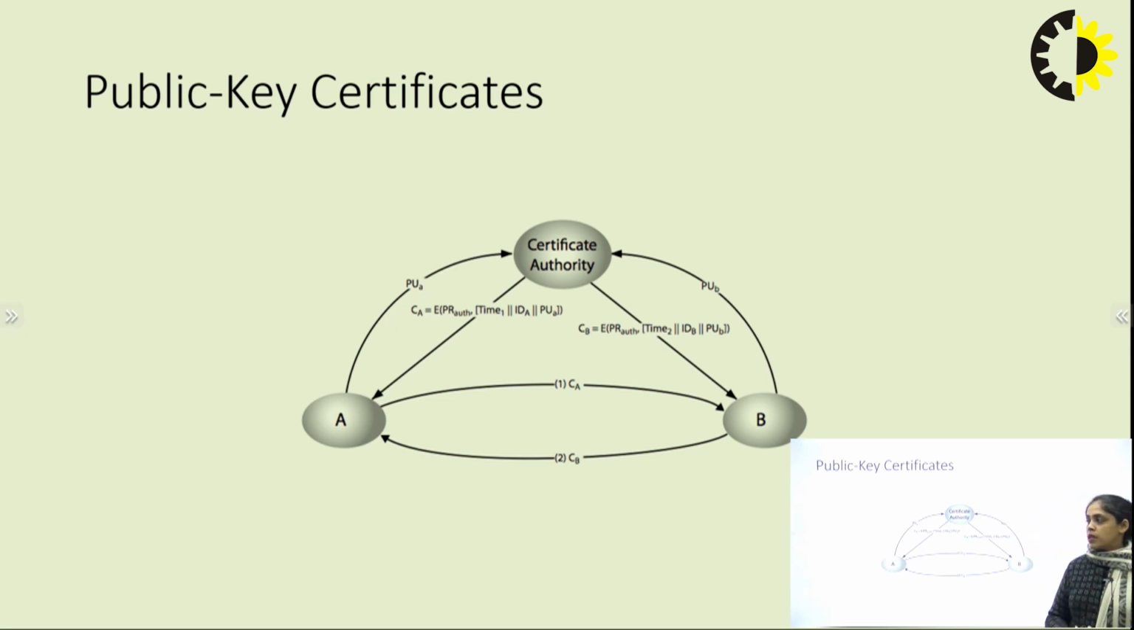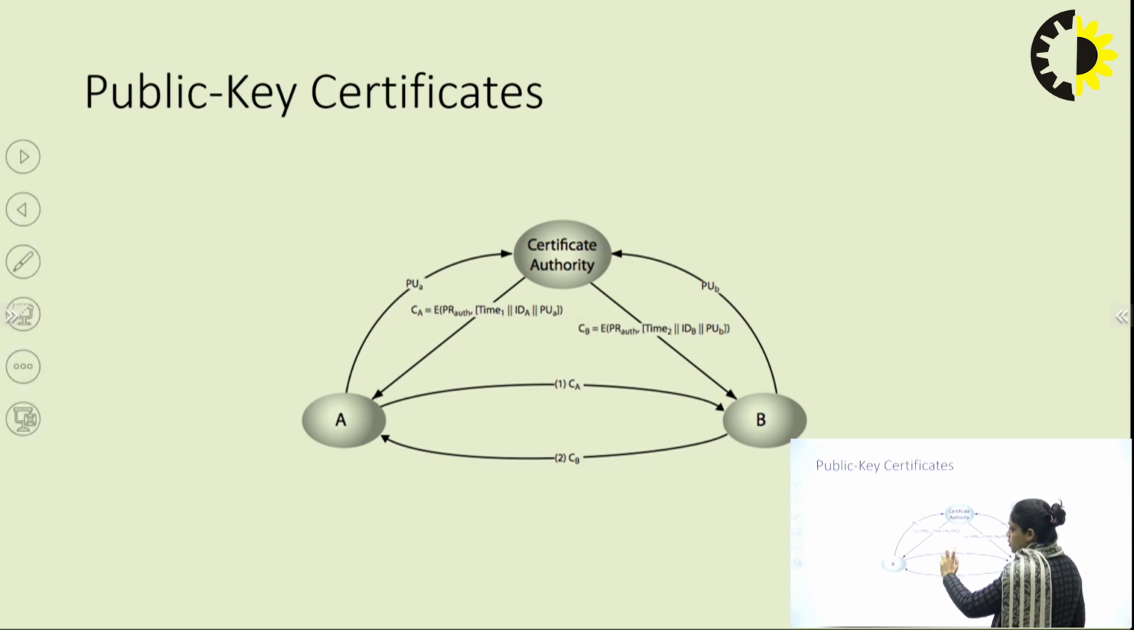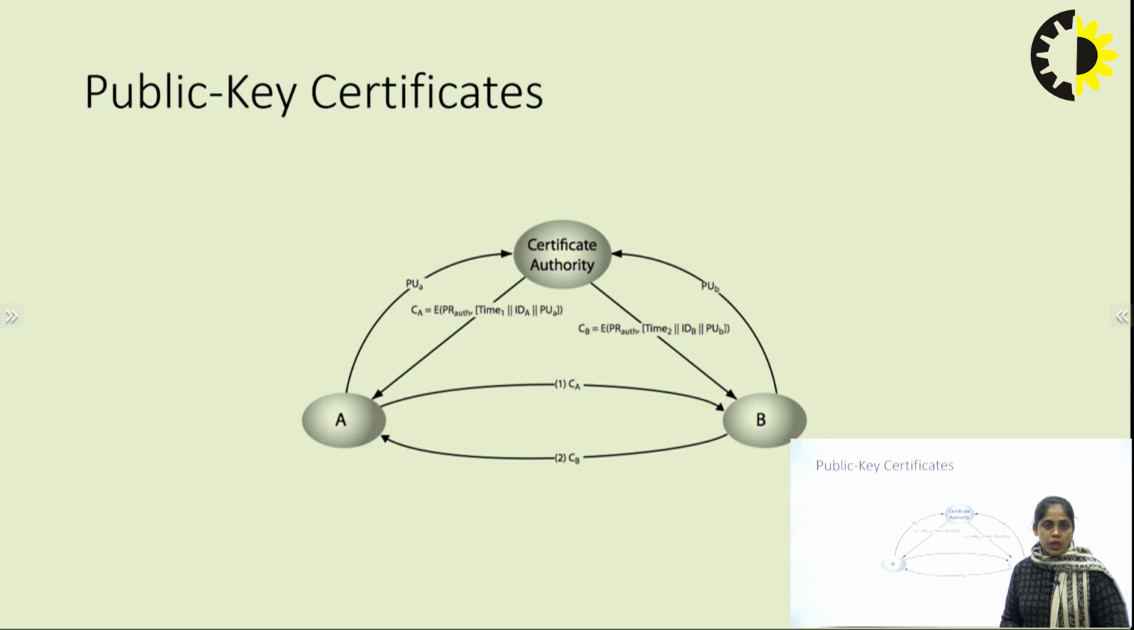This is the diagram for the public key certificate. A is there, B is there, the certificate authority is there. A is sending information, meaning it is sharing its own public key with this certificate authority. The certificate authority is sending information in which it attaches the identity of A, the public key of A, and a timestamp, and this complete message is encrypted with the private key of the authority. By receiving it, A can start communication using this CA, that is the certificate authority.